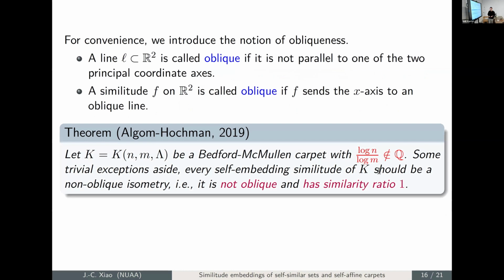So except for some trivial exceptions, every self-embedding similitude of this carpet, under the independence assumption, should be a non-oblique isometry. That is, the self-embedding should not be oblique. It will send the x-axis to either a line parallel to the x-axis or y-axis, and even more, the similarity ratio should be 1. You cannot actually contract the original carpet into a cell.